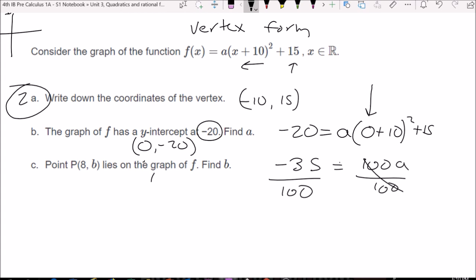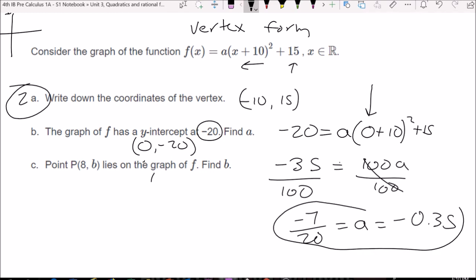And I guess technically you could leave it like that. I'd really like you to simplify it to -7/20. And that would be awesome. You could also, because the decimal on this one is also an exact answer, write -0.35 as well. Okay, either of those would be a correct answer to part B.